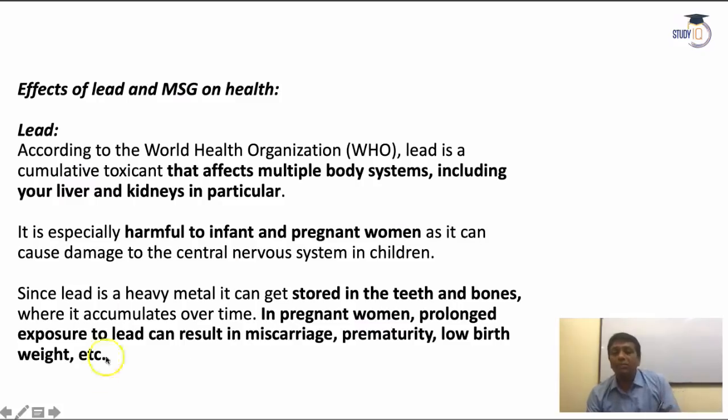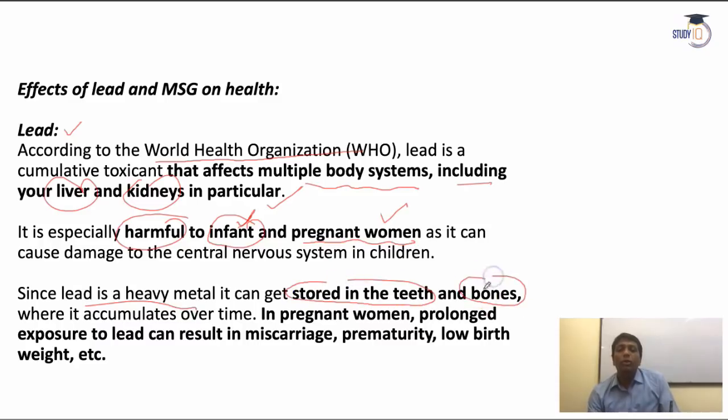Now what are the effects if lead and MSG enter your body? According to WHO, lead has cumulative effects. It affects multiple body systems, including the liver and kidney. It is harmful especially to newborns, infants and pregnant women. This heavy metal, lead, can also be stored in the teeth and bones. In pregnant women, prolonged exposure to lead can result in miscarriage, prematurity, and low birth weight of children.